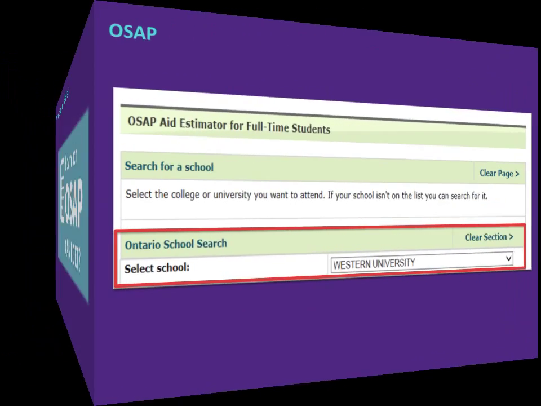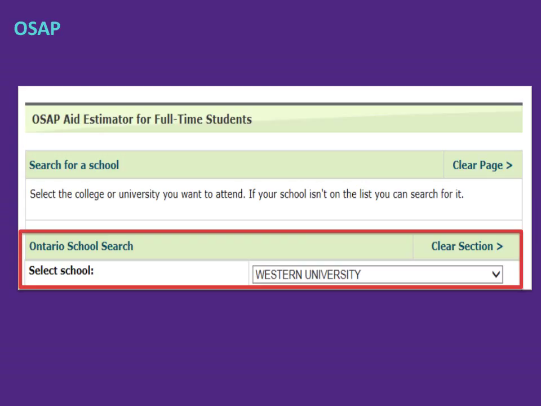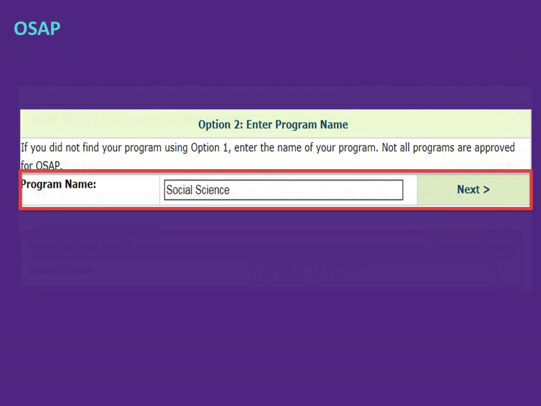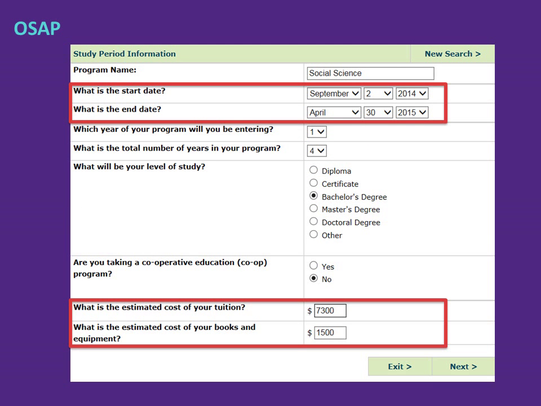To understand how much OSAP funding you can access, use the OSAP aid estimator. This will provide an estimate of the amount of student loans and grants for which you may be eligible. To use the estimator, first, select the school, Western University. Then, enter the name of the program you intend to study, for example, social science. Next, you will need the start and end dates of your program, tuition amounts, including student fees, and estimated book costs. To find current rates of tuition and student fees, see the fee schedule on the registrar's website.